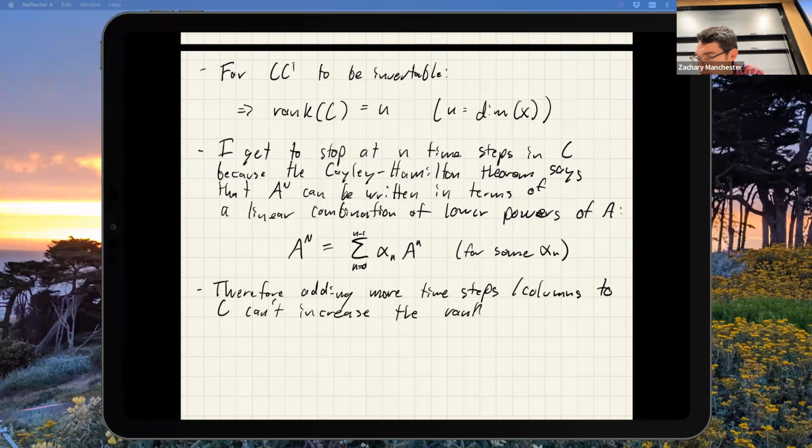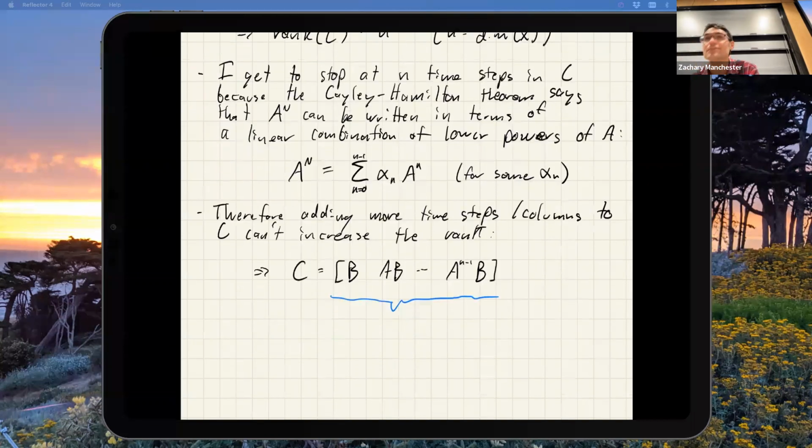And that gives us this final result, which is C equals B, AB, dot dot dot, up to A to the n minus 1 B. And this exact thing, up to that power, is called the controllability matrix.